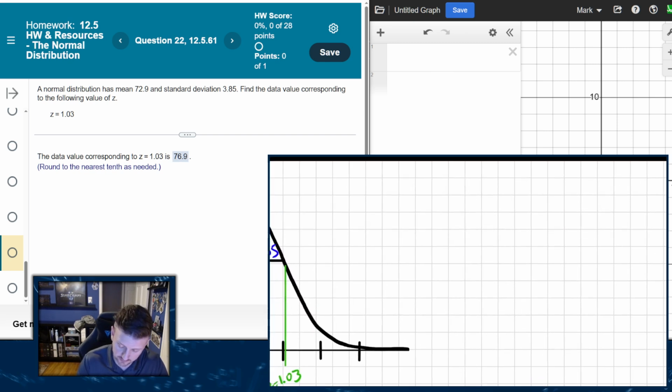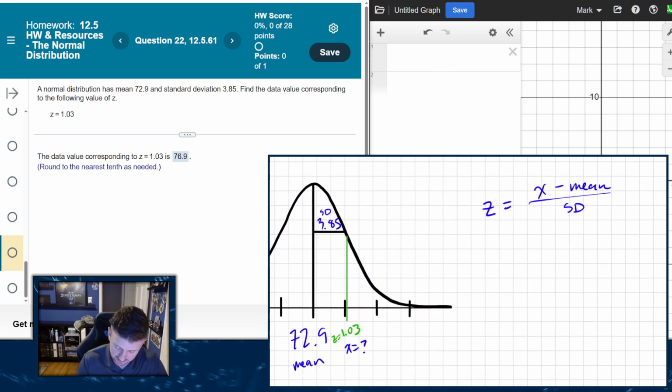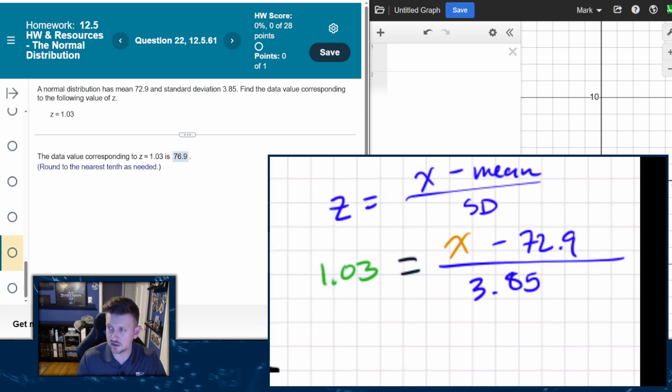We know about our z-score formula. The z-score formula is: z is x minus the mean, divided by the standard deviation. I'm avoiding any symbols, x bars or s's or mu's or sigmas, just so that it's nice and generic. So for this particular problem, we're told that the z is 1.03, and then I don't know my x. I'll put that in as orange, minus, and then we're told the mean is 72.9, divided by 3.85 for the standard deviation. So now all I need to do is a little bit of algebra.